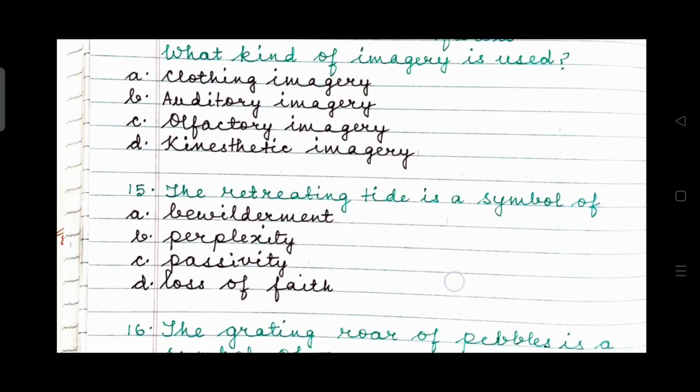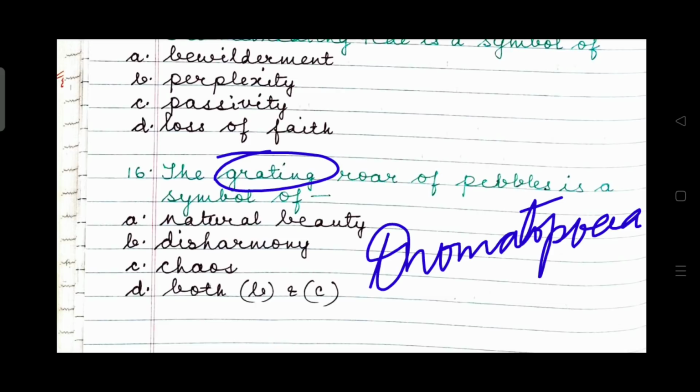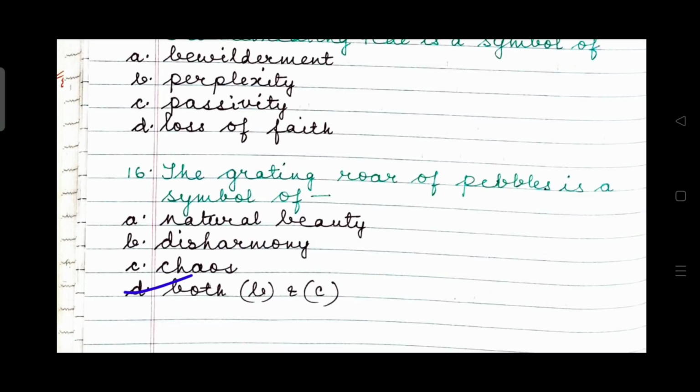Question 16. The grating roar of pebbles is a symbol of what? Natural beauty, disharmony, chaos, both B and C. Grating is an example of onomatopoeia. Keep this in mind. And the grating roar of pebbles is a symbol of, the right answer is option D, both B and C, that is disharmony and chaos.